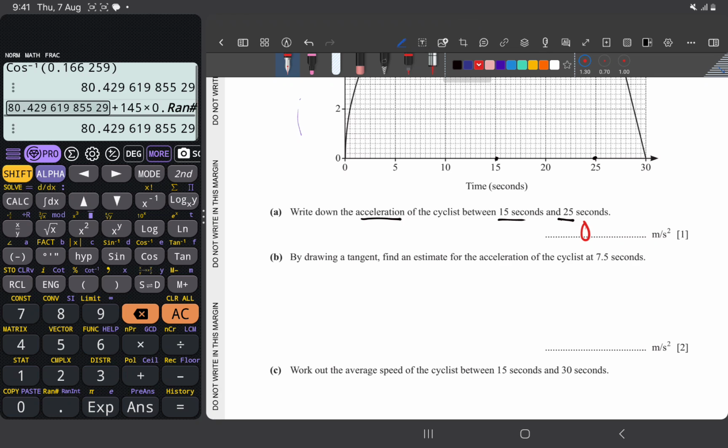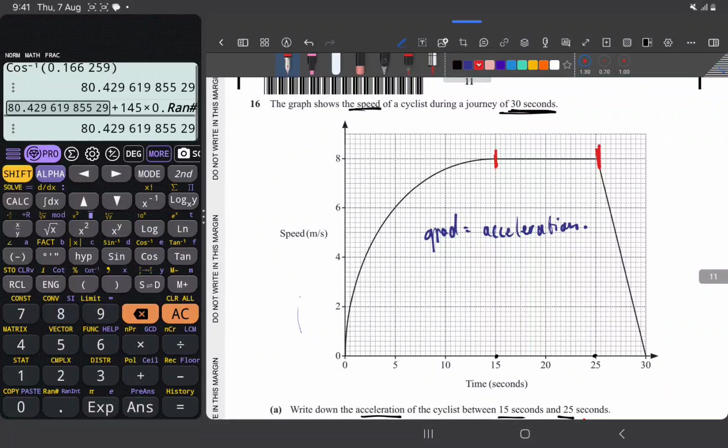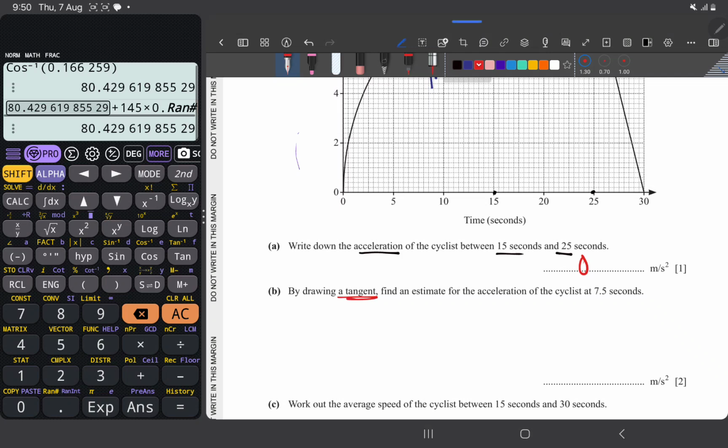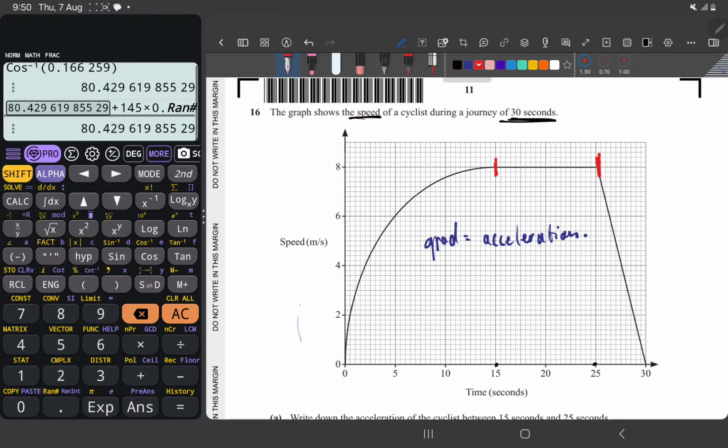By drawing a tangent, find an estimate for the acceleration at 7.5 seconds. So now let me just tell you. Here they want you to draw a tangent at 7.5. This is a game, even if they didn't tell you. If they say find acceleration, you know acceleration is gradient. And look at 7.5. This is 5 and this is 10, which means 7.5 is right at the center of 5 and 10. Because we know that 75 is in between 50 and 100. So between 5 and 10, 7.5 is there.